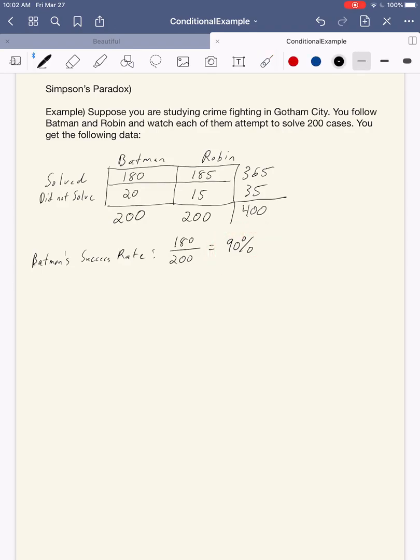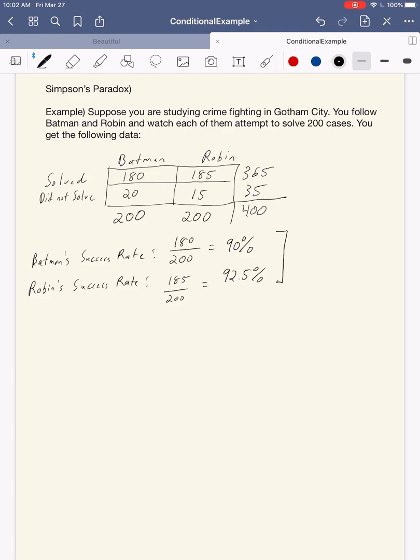Let's check Robin. Robin's success rate would be the 185 cases that he solved, out of the 200 that he worked on. So it would be 185 out of 200. And if we type that into the calculator, we should get that his success rate was 92.5%. So we can see that while Batman's success rate was 90%, Robin's success rate was a little bit better, 92.5%.